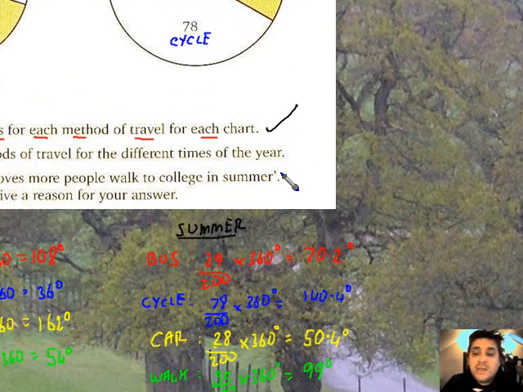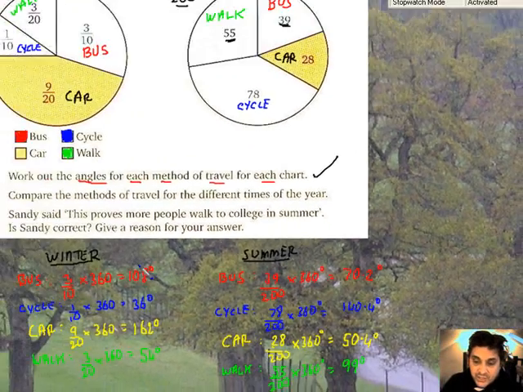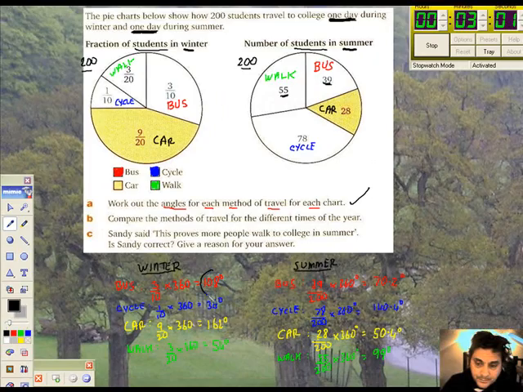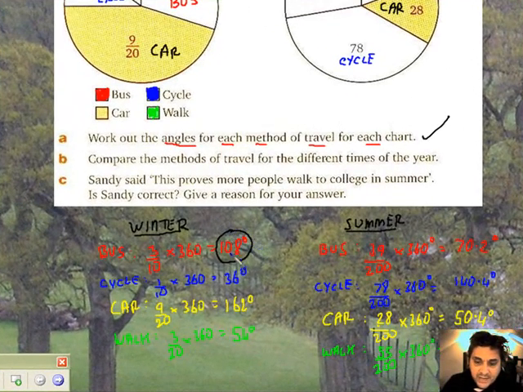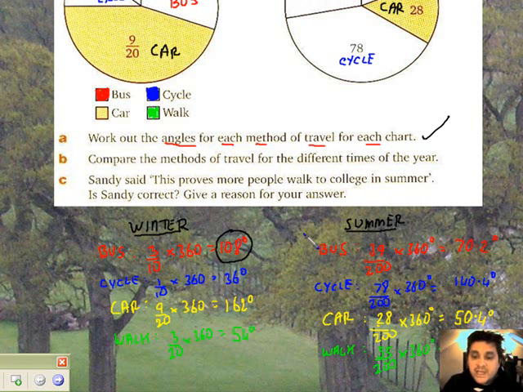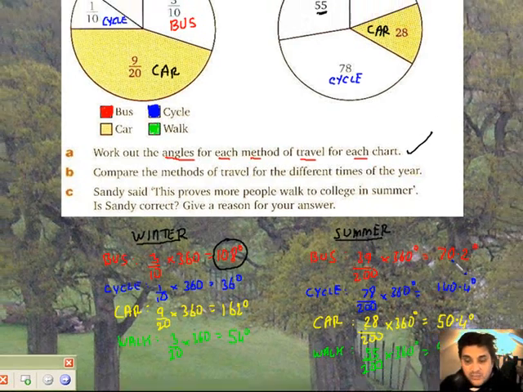We're to compare the methods of travel for the different times of year. Well, there's 4 methods of travel, so we can make 4 statements here. So judging by the angles, we can say that more people take the bus to college in the winter, alright, because 108 is a bigger chunk of the pie than 70.2.